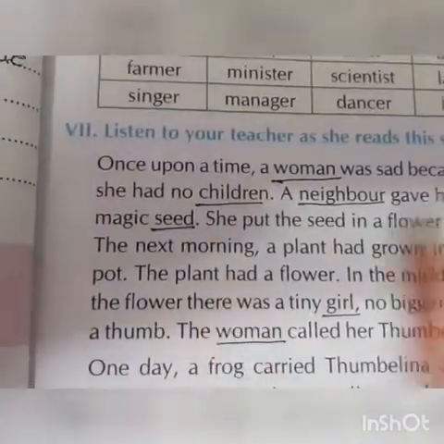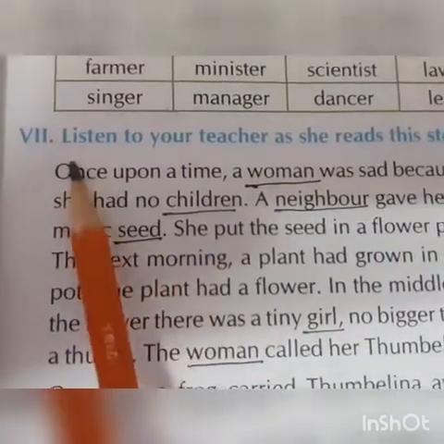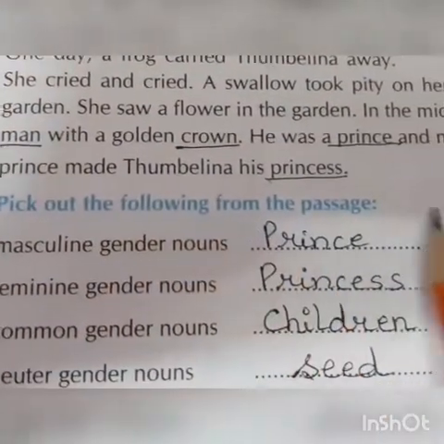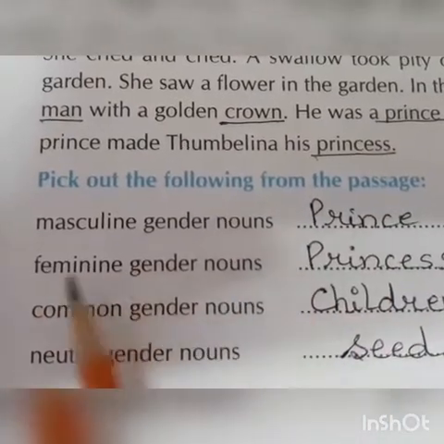Now there's a small story. It's a lovely story. Listen to your teacher as she reads this story. Then what you have to do? You have to pick out the following from the passage: masculine gender nouns, feminine gender nouns, common gender nouns and neuter gender nouns. These nouns we have to find out from the story. But first we'll read this story of Thumbelina.